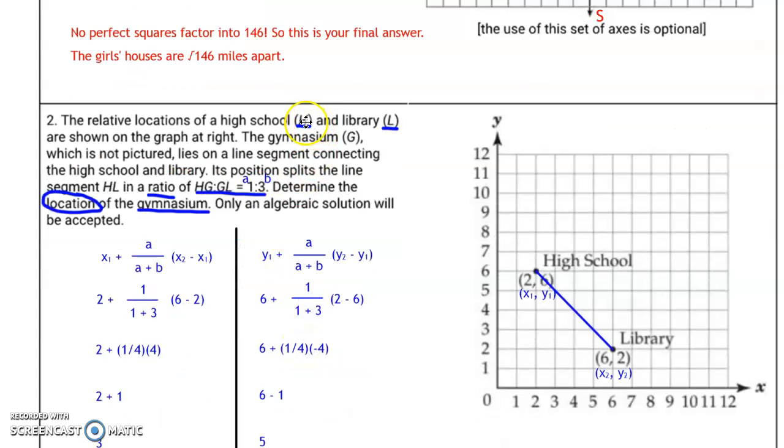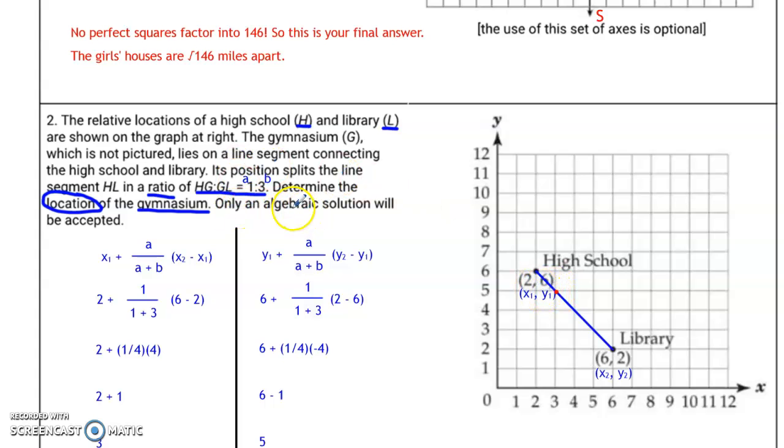For the second question, it tells us about a high school and a library that are at different positions on the grid, and then it's asking us where the gymnasium is. It tells us the gymnasium is in between the high school and the library. It splits the segment HL into a ratio of 1:3. That means there's 1 piece up here and 3 pieces down here. Now that you're looking at the graph, it's probably pretty easy to identify where that gymnasium would be. If the point is here, there's 1 slope between there and 3 slopes between there and there. So that should be the 1:3 ratio. So your answer should be 3, 5.